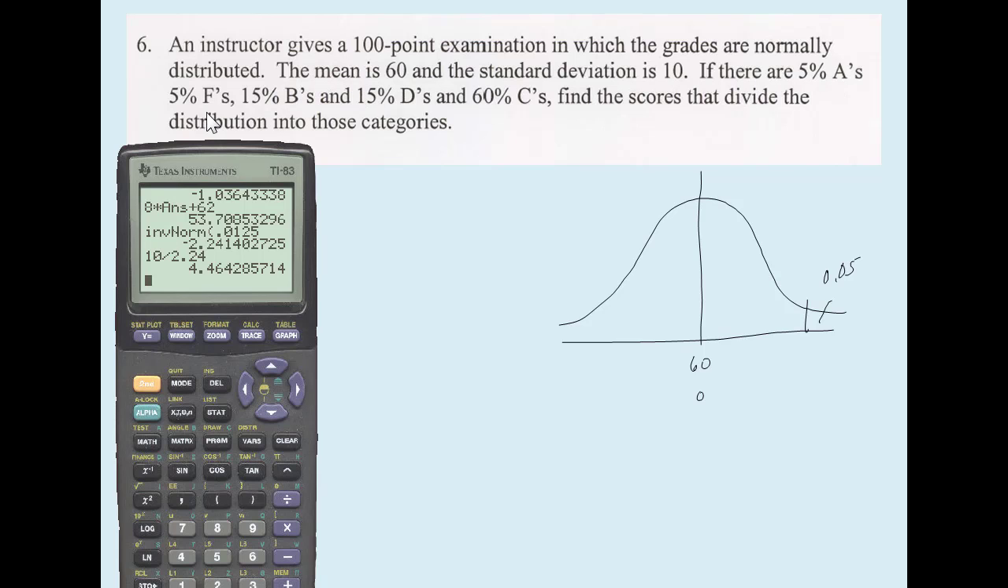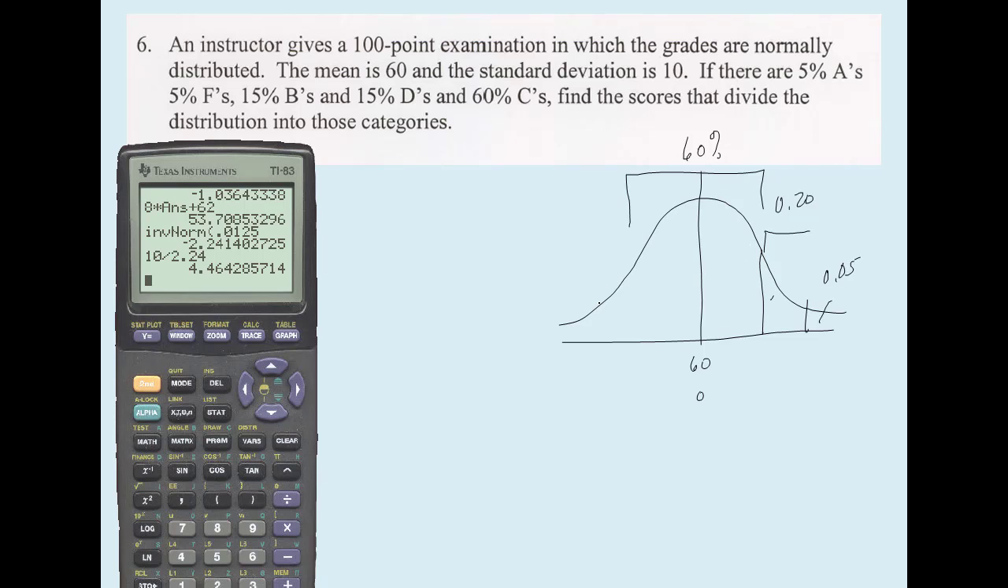A's are 5%, and then 15% are B's. So 15 back here. So the area going this way would be 0.20, right? So then that'd be 80%. And then the C's are 60%. So if this is 50, that's 30. So this would be over here, 60 right here, 60%.